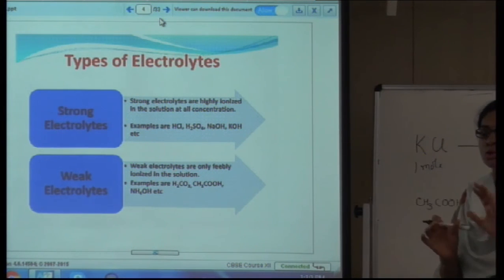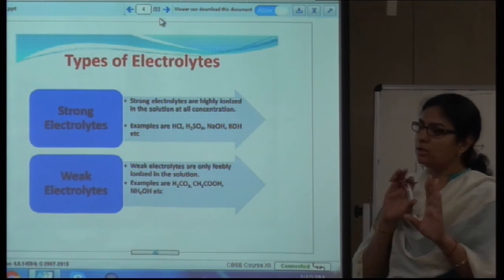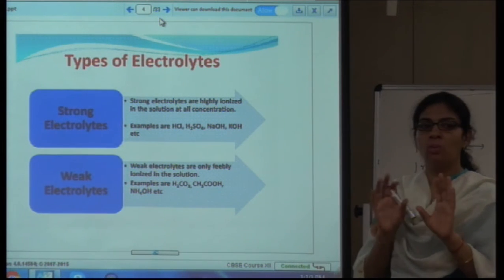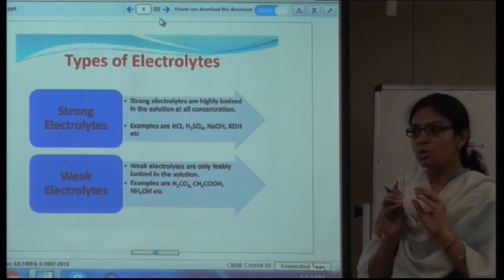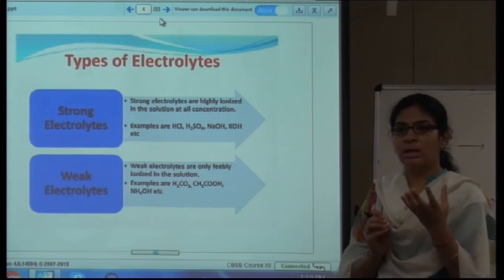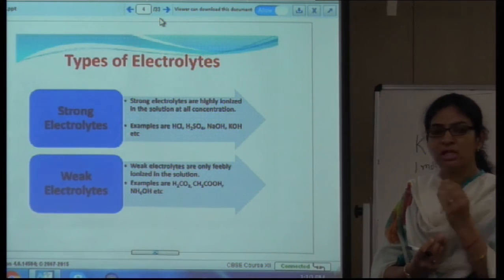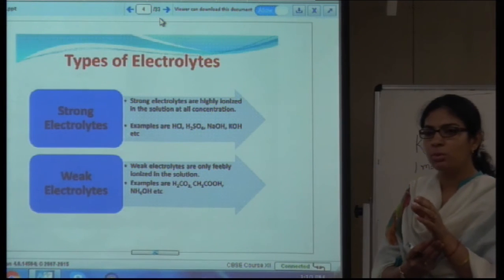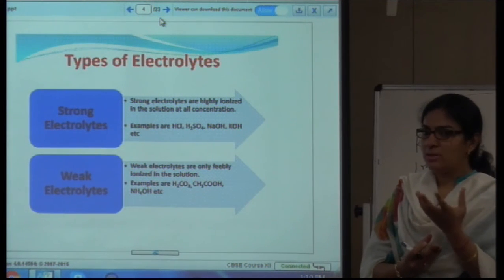acetic acid. So ions and electrolyte, they are in what? Equilibrium with each other. So such electrolytes, we call them weak electrolytes. The degree of dissociation in this case would be what? It will always be less than 1.